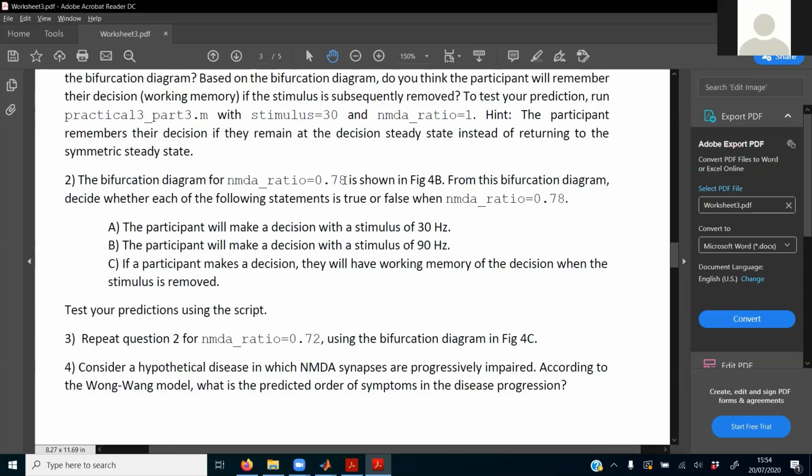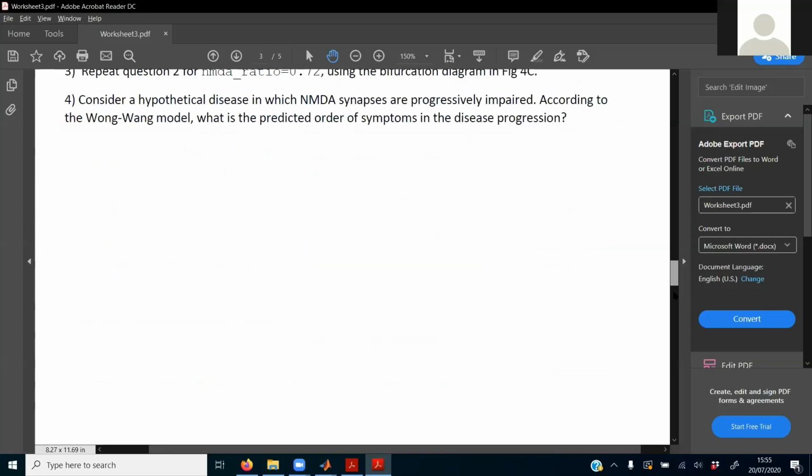So we're decreasing it to 78% of its original value here. For this bifurcation diagram, we want to decide whether each of the following statements is true. The participant will make a decision at 30 Hertz stimulus, the participant will make a decision at 90 Hertz stimulus, and finally, if a participant makes a decision, they will have working memory of the decision when the stimulus is removed. And again, we want to test the predictions using the script.